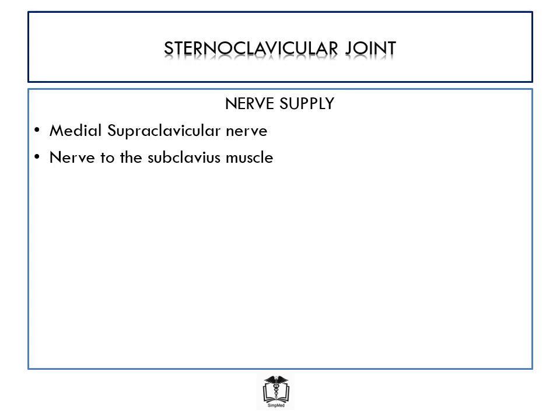So if you're lost, for example, and you're thinking about the nerve supply to a particular joint, first thing you need to do is just think about the muscles that tend to act on those joints. So the muscles acting on the joints, the nerve supply to those muscles will be the nerve supply to the joint itself. So in the case of the sternoclavicular joint, the two major nerve supply includes the medial supraclavicular nerve and the nerve to the subclavius muscle.